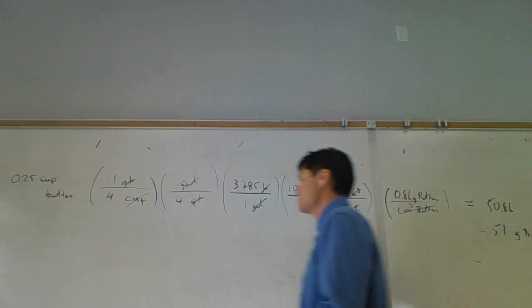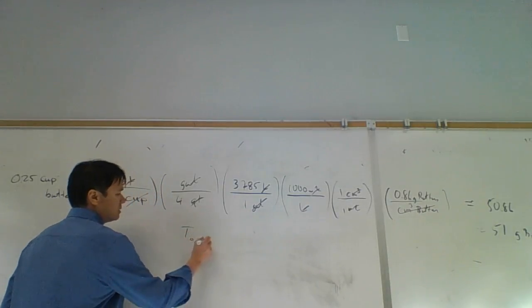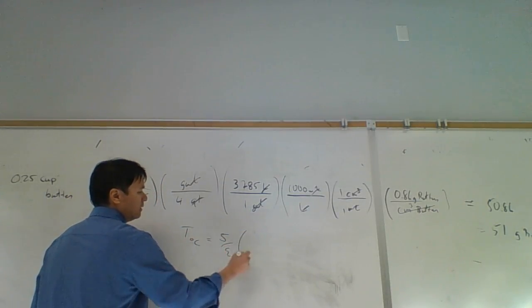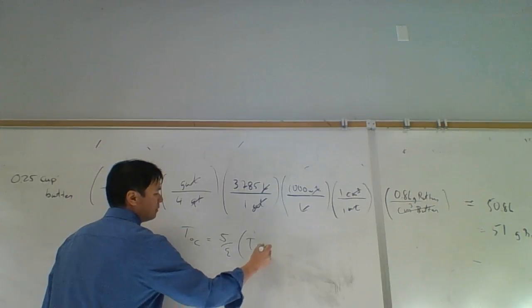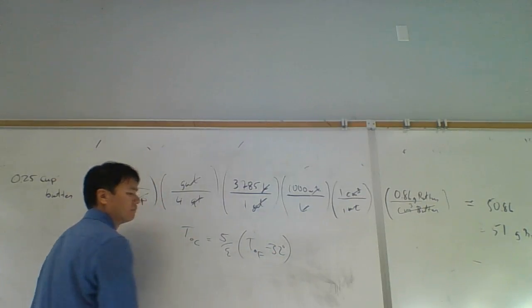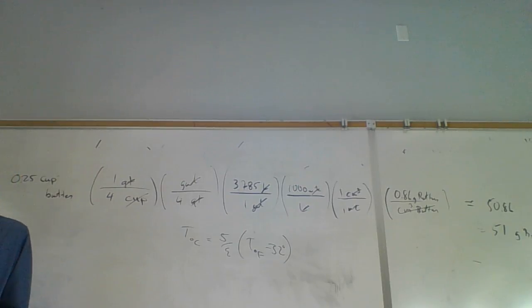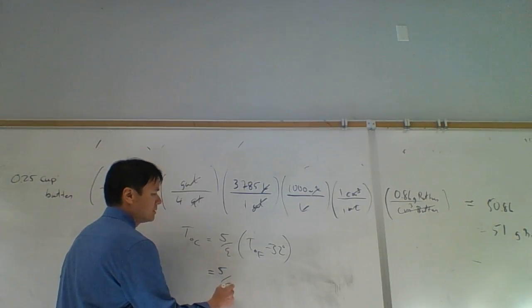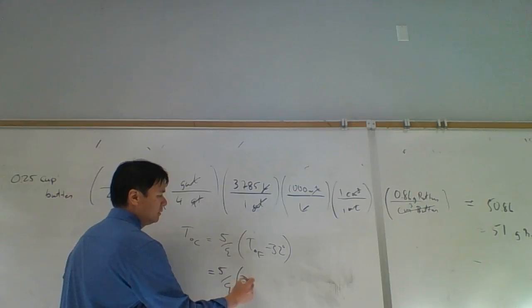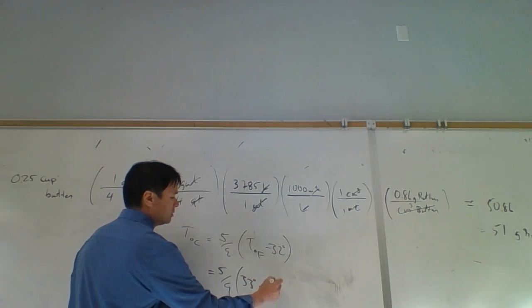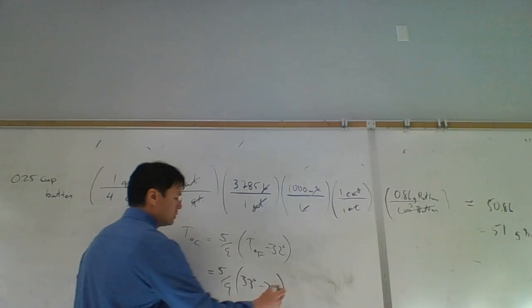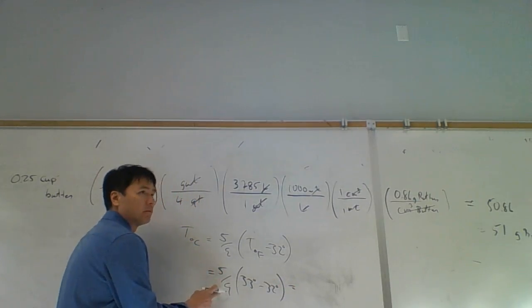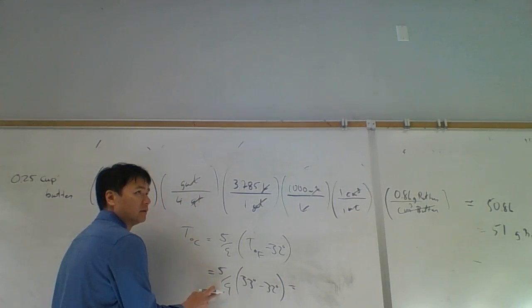So we want the temperature drop in Celsius. The temperature in Celsius is equal to 5/9 times the temperature in degrees Fahrenheit minus 32. Is that correct? I just rearranged the other equation that we had. And so let's go ahead and plug that in. 5/9, and the temperature in Fahrenheit is 33. This is minus 32. So this comes out to 1 over 1.8.